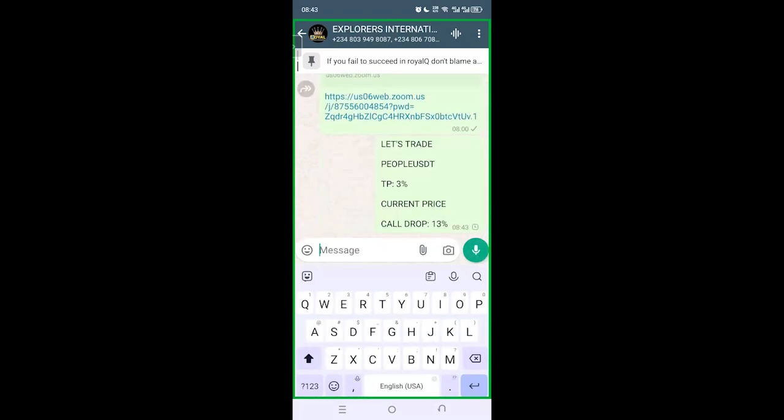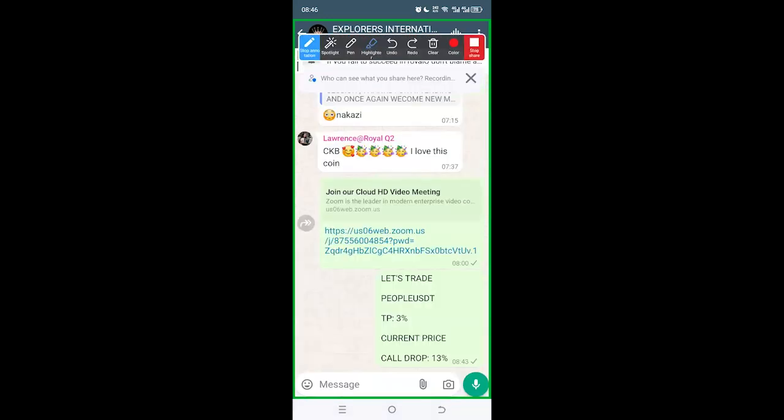See that? Now, if a signal has been given like this, the signal is sent on the group like this. Now, this is what they're saying, that you are supposed to look for a coin that is called People USDT in your Royal Queue. You see, he's saying, trade people. This is a coin, not the real people in the group in Royal Queue. You understand? These are not talking about the traders in the market called people. No, this is a coin on Royal Queue called People.